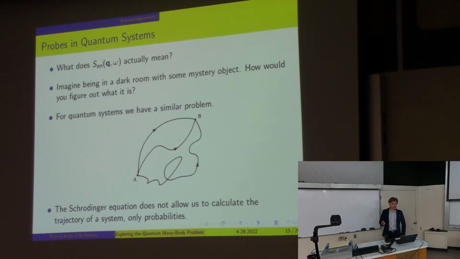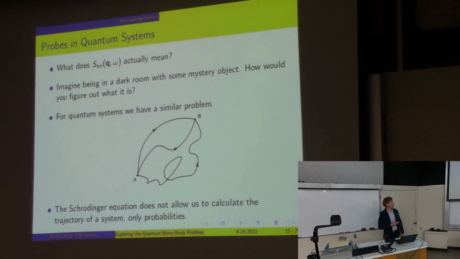So imagine, and this is more generally about quantum mechanics, you're in a dark room with some mysterious object, and you want to figure out its properties, how it's moving, and so on. How do you do that? In quantum mechanics, we have this problem because we don't have access, with infinite precision, to the dynamical variables of the system, like the position and the momentum. You have uncertainty relations. Schrodinger only gives us probabilities, not trajectories.